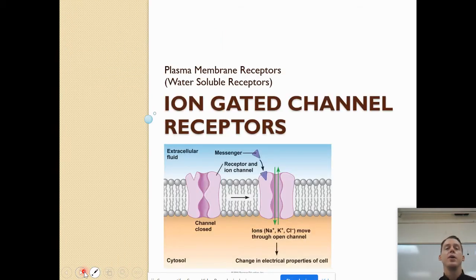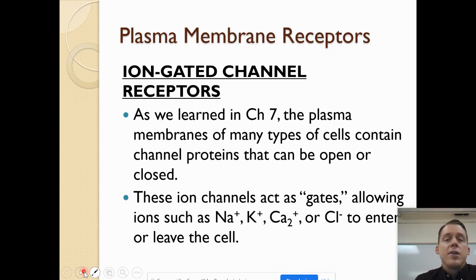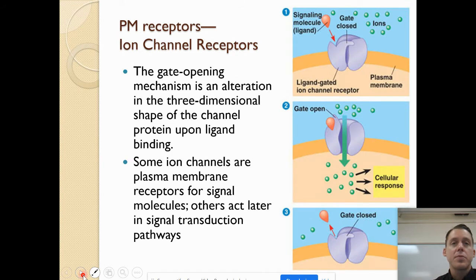All right, so we are going to move on and talk about our first type. We are going to talk about the ion-gated channel receptors. So the ion-gated channels are going to be channels that let ions through. So sodium ions, potassium ions, calcium or chloride ions.